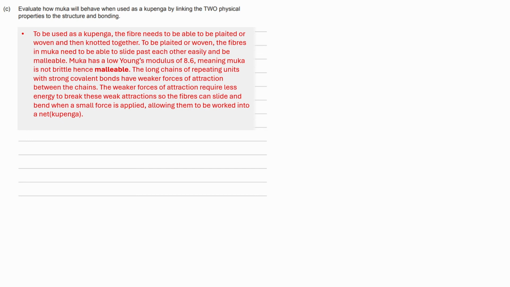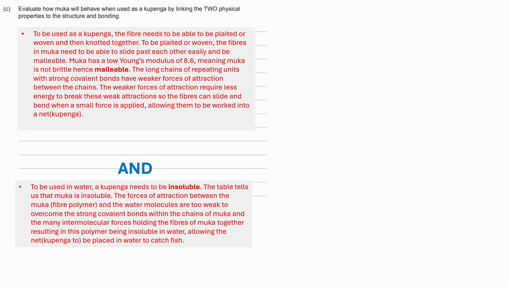And then we do the same thing with its solubility. We need to say it has to be insoluble, this net. The table tells us it's insoluble. We need to put that down. If you miss it on this one, but you got it in the previous one, that's an E7. If you don't put it down on either, then that's back to a merit. The forces of attraction between the polymer and the water molecules are too weak to overcome the intermolecular forces holding the fibers together.